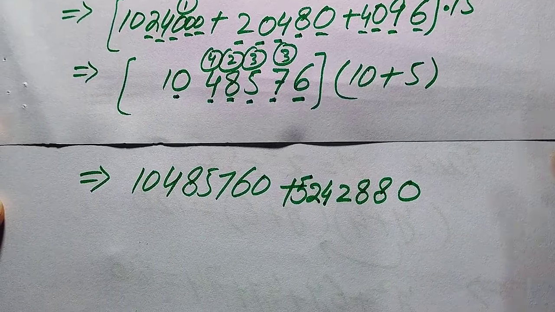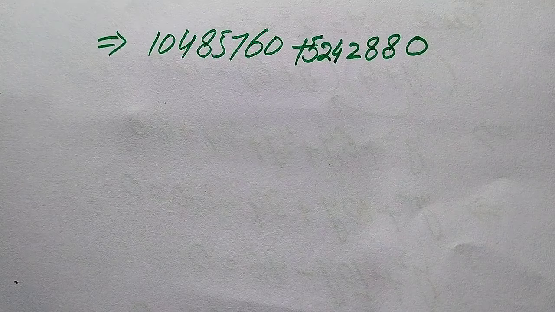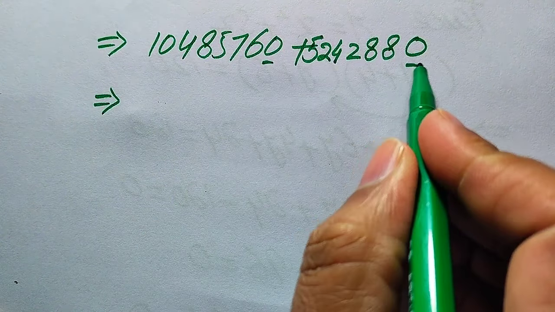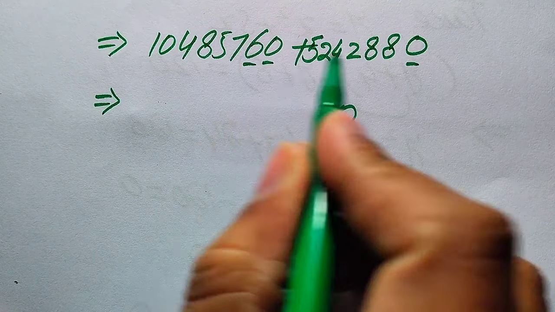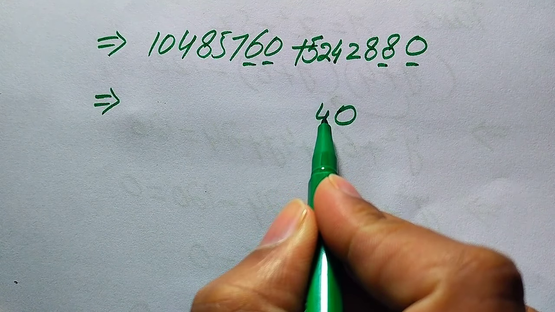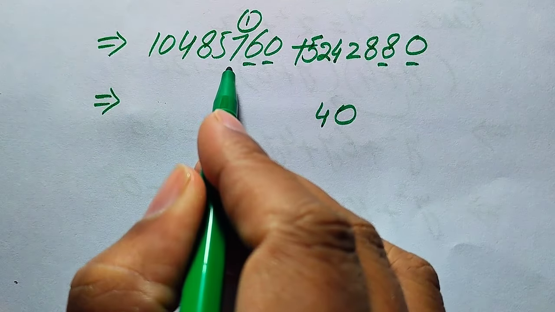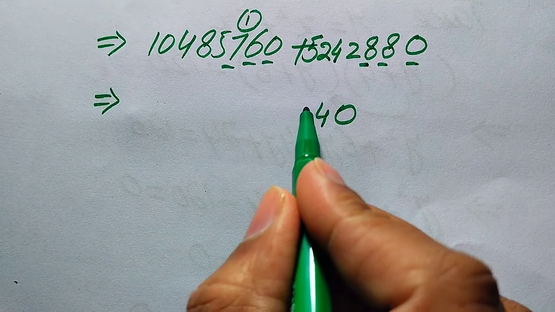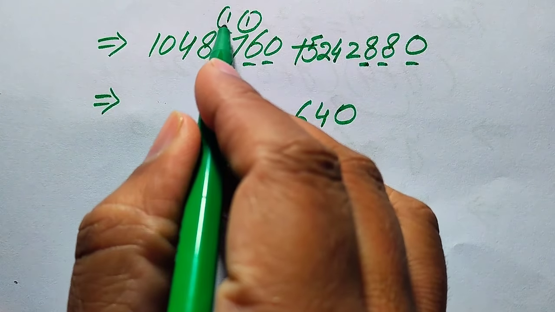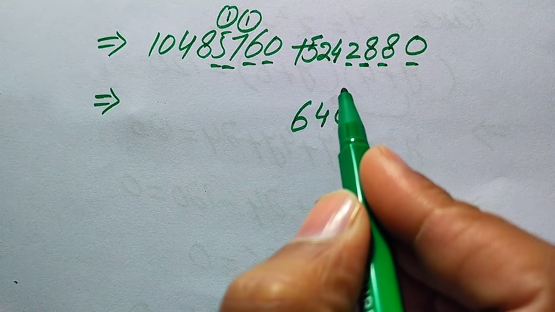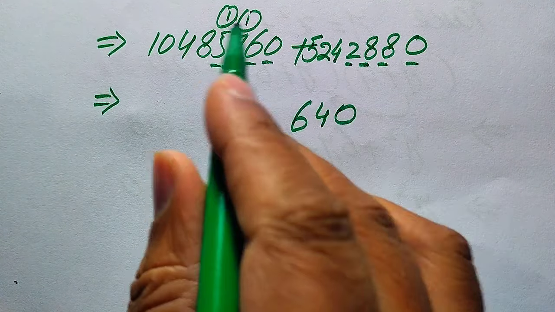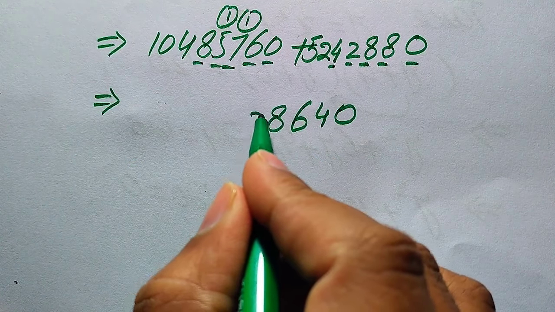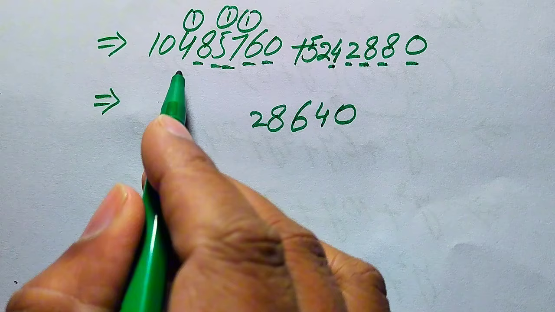So here in the final step, we need to sum up both of these two values, and it will become 0 plus 0 becomes 0. 6 plus 8 becomes 14. We write 4 and carry 1. So this is 7 plus 8 becomes 15. 15 plus 1 is 16. We write 6 and carry 1. So this is 5 plus 2 becomes 7. 7 plus 1 is 8. This is 8 plus 4 becomes 12. We write 2 and carry 1.